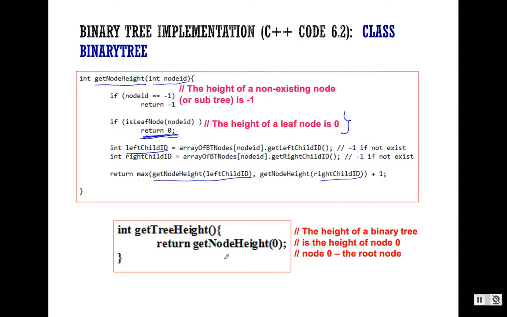Okay, and the height of the tree means the height of the root node. So the height of the root node is the height of the tree. So to find the height of the tree, you just call getNodeHeight of node 0, which means the root node, and it is going to give you the height of the tree.